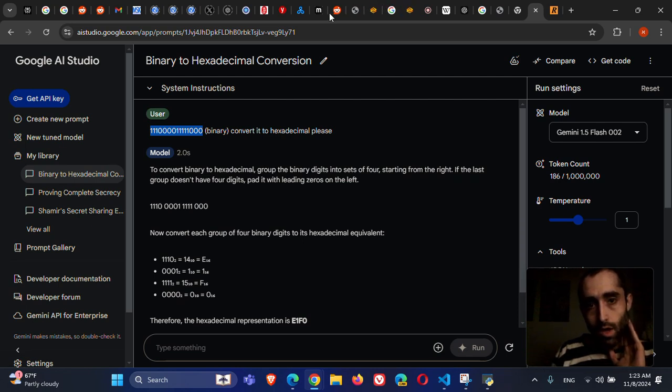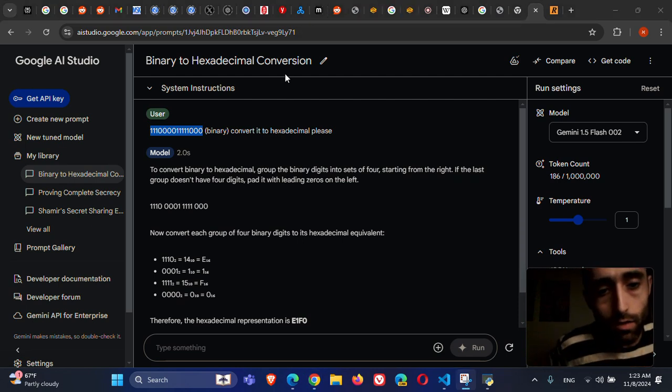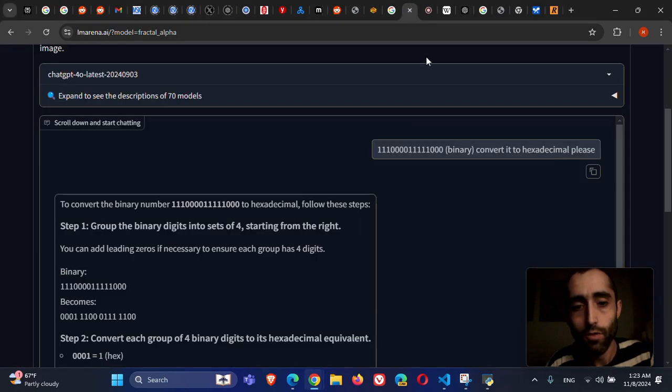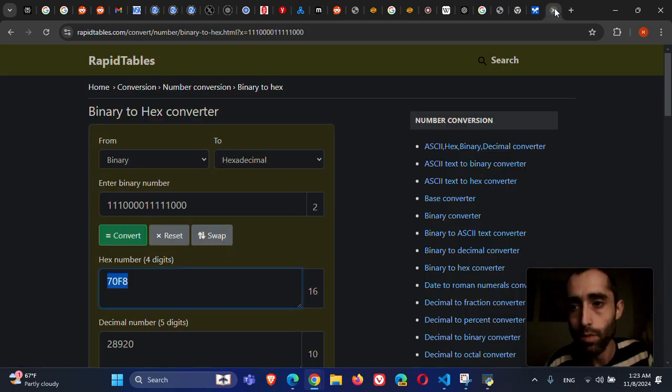Okay, so converting from binary to hexa is quite hard for LLMs when the number is not full. Fractal also did it wrong, but what can I say, other models also did it wrong, so maybe it's okay.